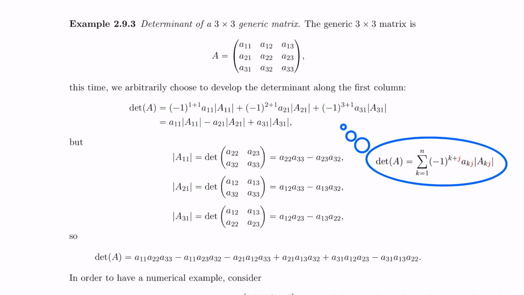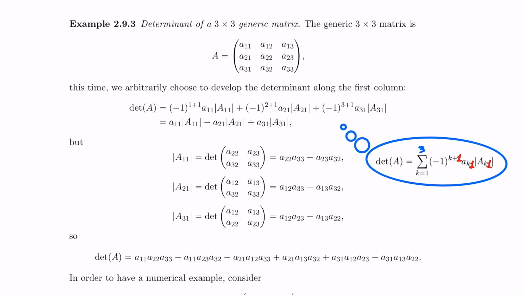Let's now see how we can use the formula of Laplace in order to compute the determinant of a matrix of order 3. This time I chose to develop the determinant along the first column. The corresponding formula is this one here, with 1 instead of j. And since we have a square matrix of order 3, we have to write 3 instead of n. As before, if we write explicitly this sum, we obtain this formula here.